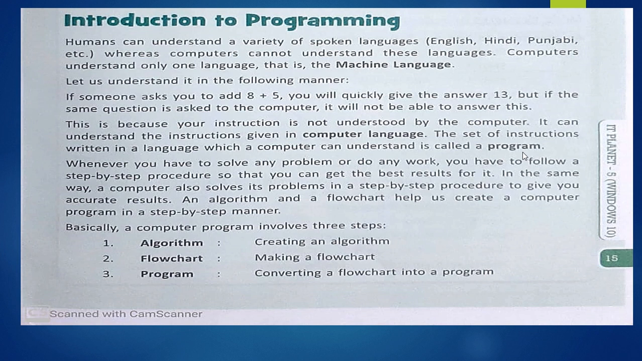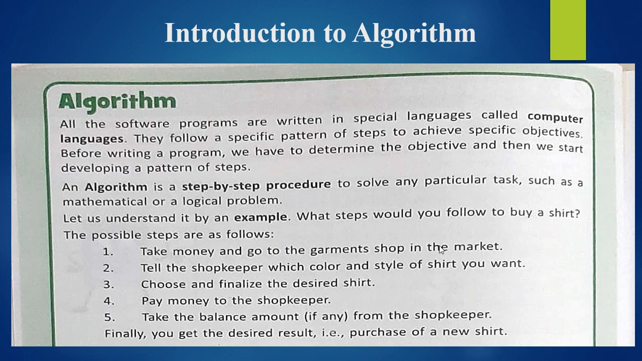To write a program, we have to follow some step-by-step procedure to write an accurate program and to get an accurate result. That includes 3 steps. First is creating an algorithm, second is flowchart, third one is program. Today we'll discuss only the algorithm. What is the algorithm?